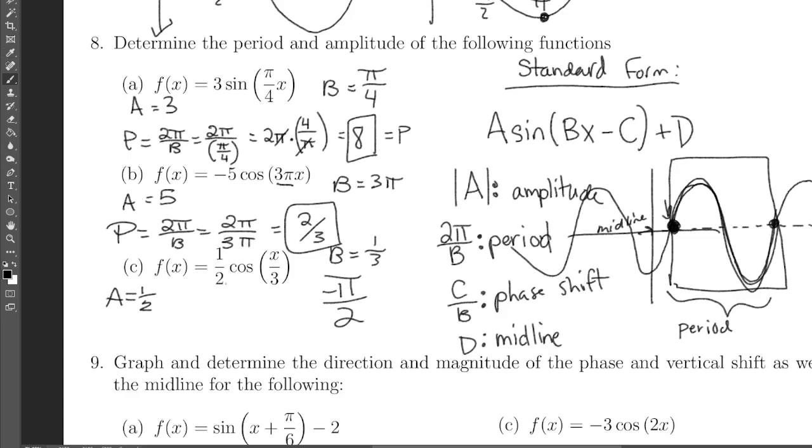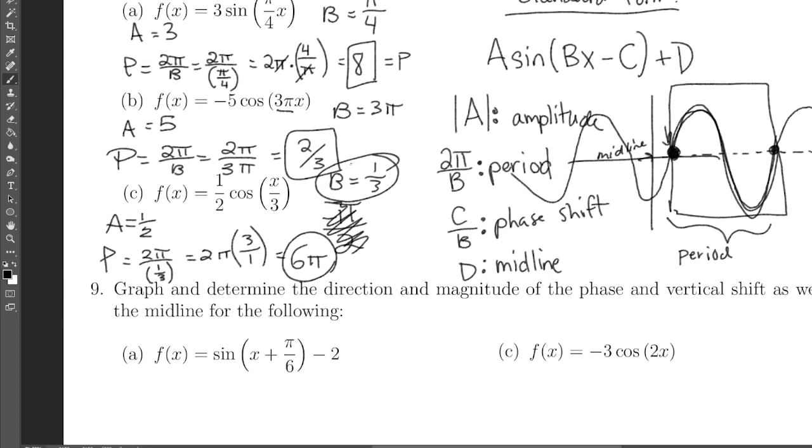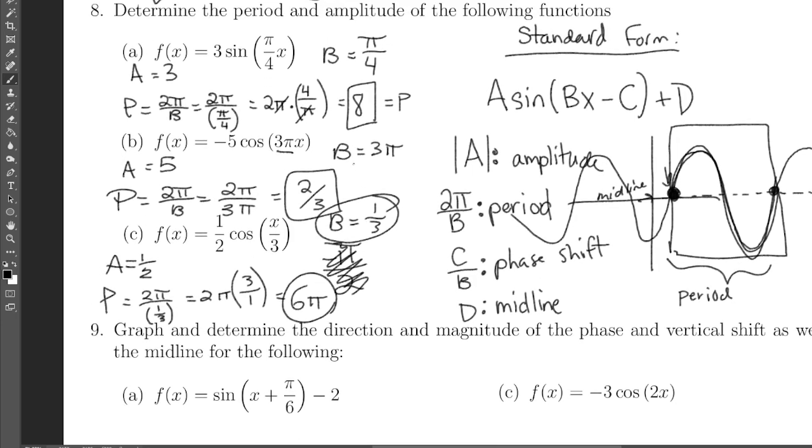And then here, b is 1/3. So p equals 2 pi divided by 1/3. Dividing by 1/3 is the same as multiplying by 3 over 1. And so that's 6 pi. So the period here would be 6 pi units. So the function would be 6 pi units wide per each repetition. So that's the general idea of how period and amplitude work. They represent sort of the height and the width of a single section of the graph.